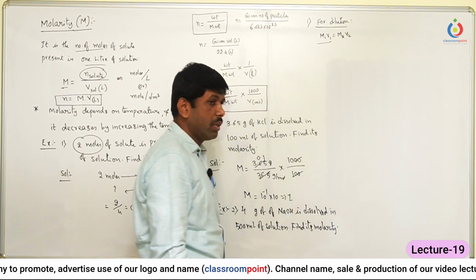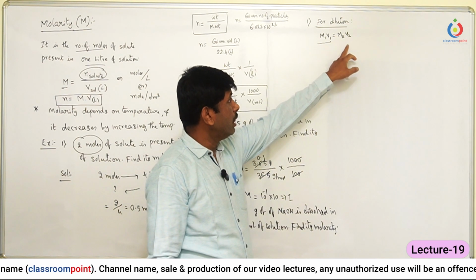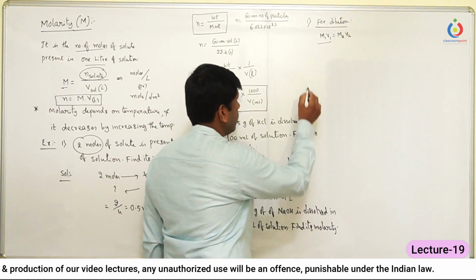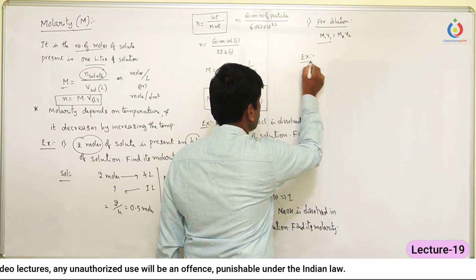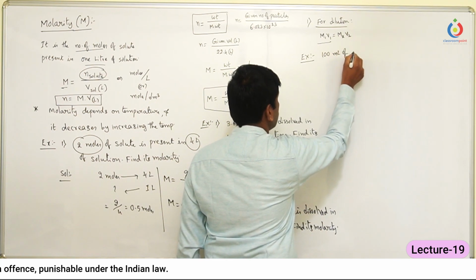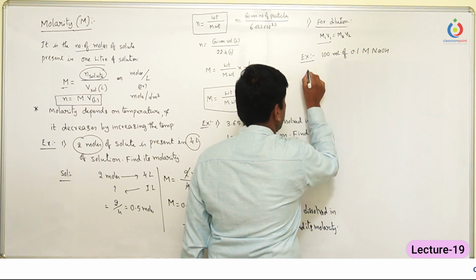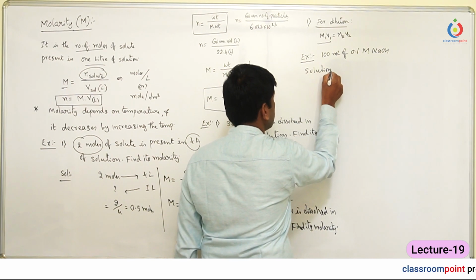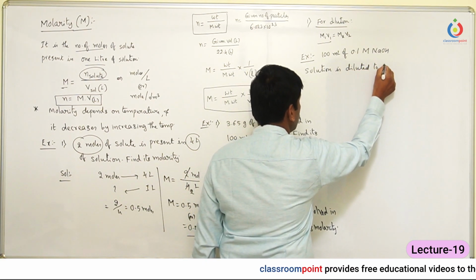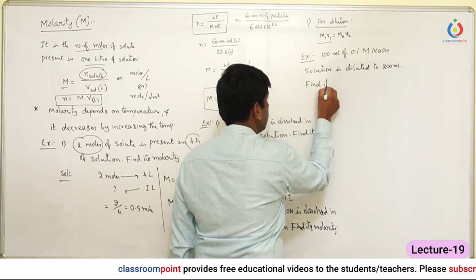Here M1 and V1 are the molarity and volume of the solution before the dilution. M2 and V2 are the molarity and volume of the solution after the dilution. Let's have some examples. 100 ml of 0.1 M NaOH solution is diluted to 200 ml. Find its molarity.